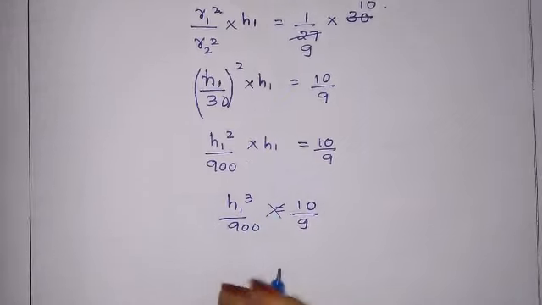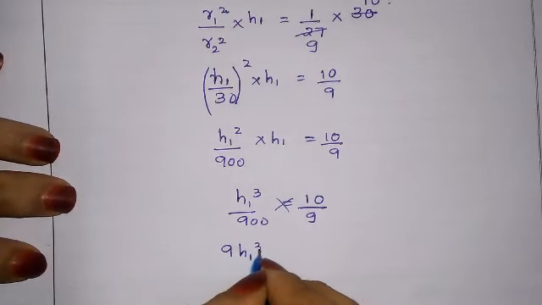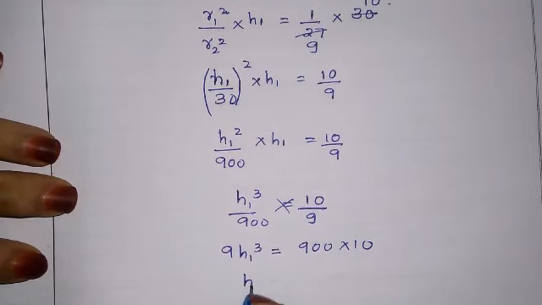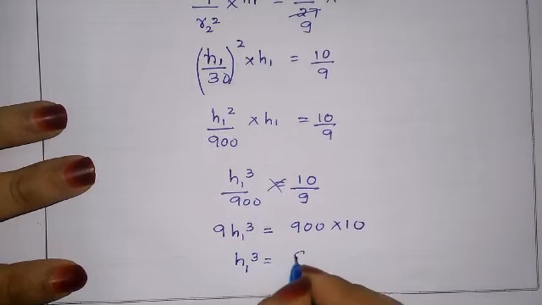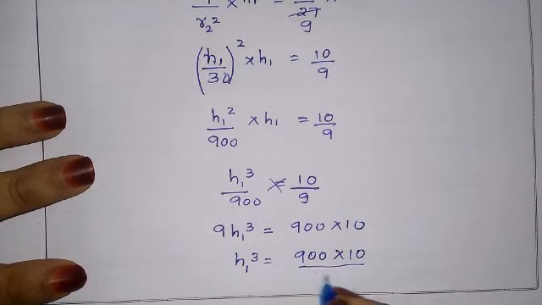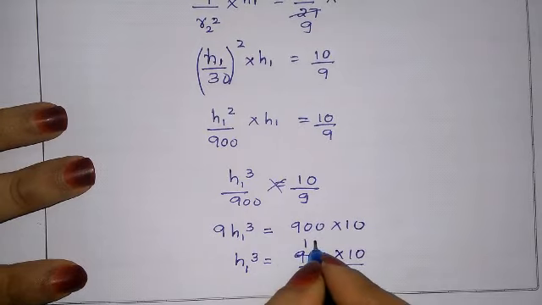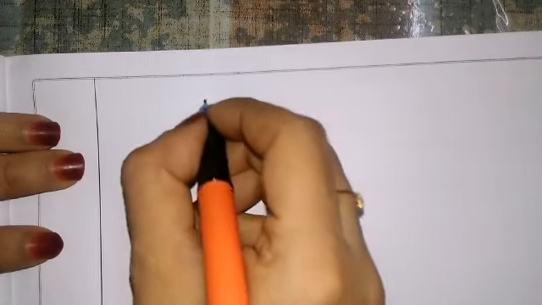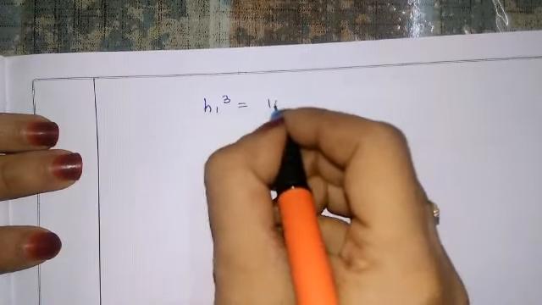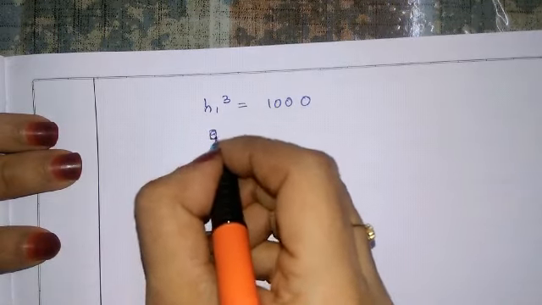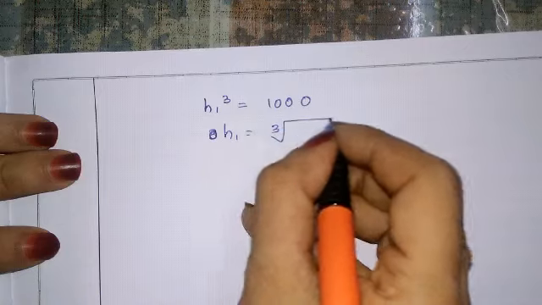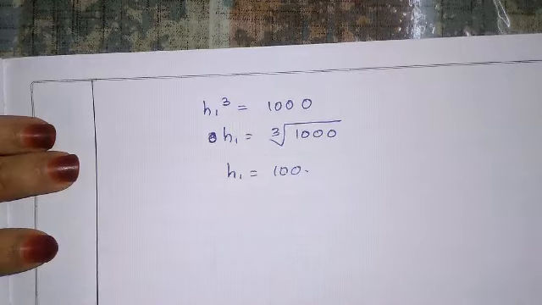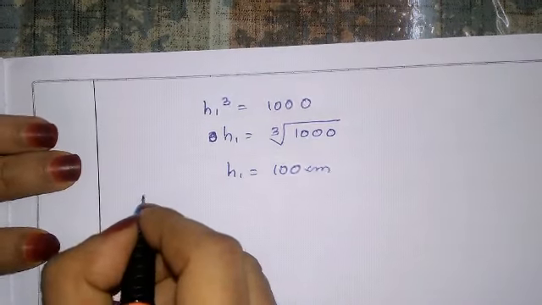Now let us cross multiply. 9 h1 cube is equal to 900 into 10. h1 cube is equal to 900 into 10 by 9. 9 ones are 9, 9 hundreds are 900. So h1 cube is equal to 1000. So the cube root of 1000 is h1.